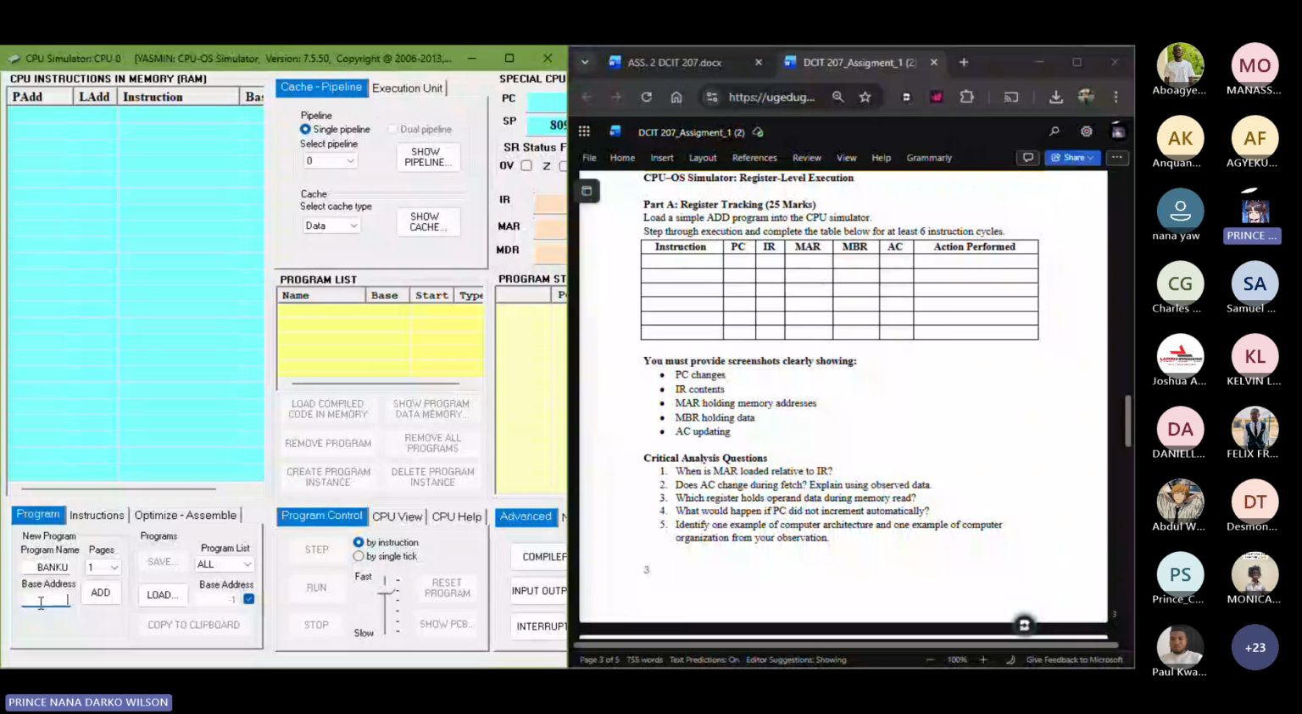So the base address can be any number. Let's use 200. Last time we used 100, so today let's use 200. And after you do that, hit add. And after you add, come to this place where it says base address, untick this blue checkbox, and then write the base address that you set into that space again, 200. And after you do that, you can save the program.